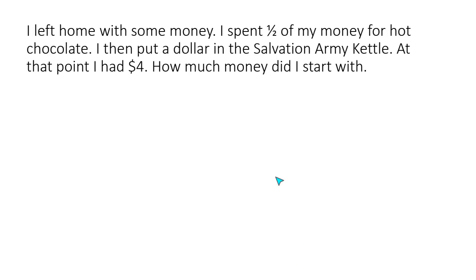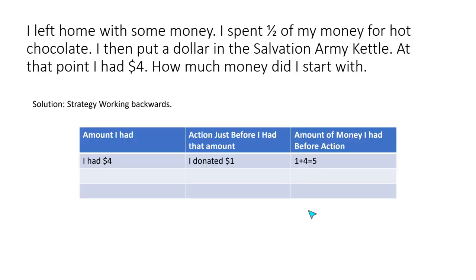All right, so here's another different strategy. I left home with some money. I spent half of my money for hot chocolate. I then put $1 in the Salvation Army kettle. At that point, I had $4. How much money did I start with? So the strategy here is to work backwards. So working backwards can help us get to our solution as well for some problems.